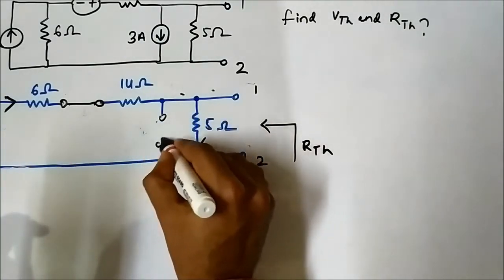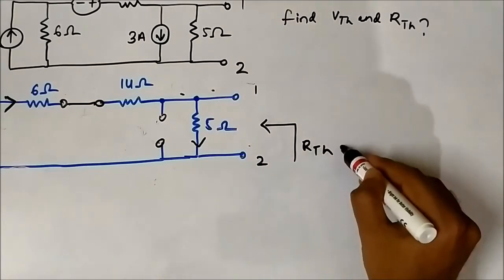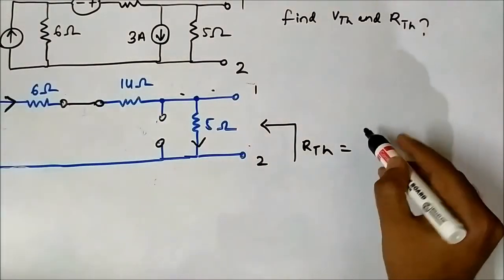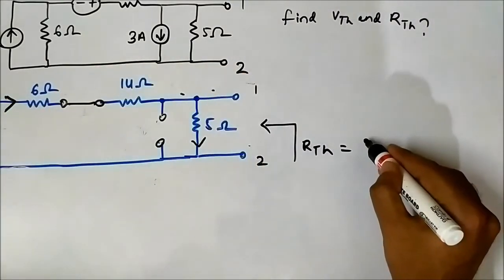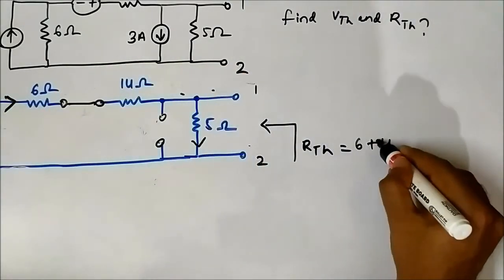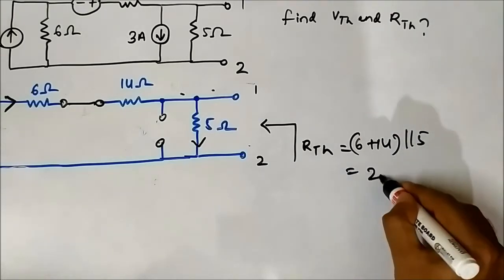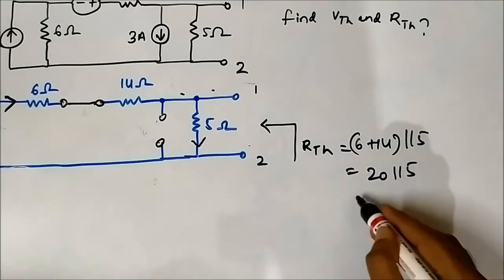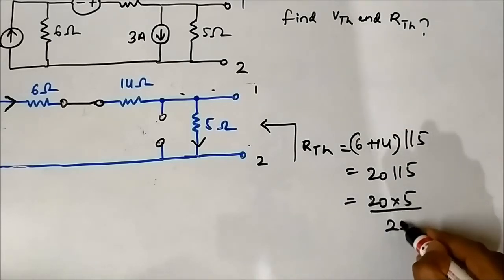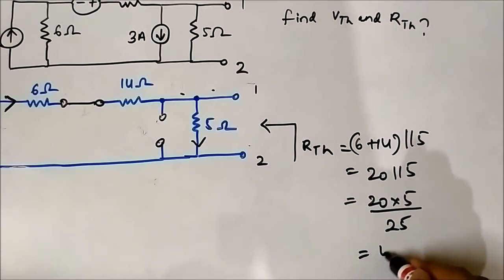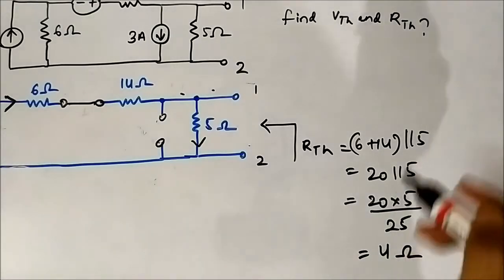This is open circuited. So here now RTH is 6 ohm and 40 ohm in series, and the resultant is in parallel with 5. So it is 6 plus 14, 20 parallel 5, which is 20 into 5 by 20 plus 5, which is 25, which is 100 by 25, which is 4 ohms. So RTH is 4 ohm.